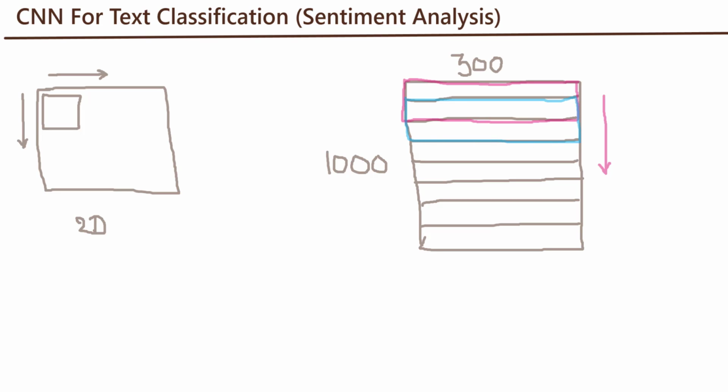In the next timestamp, new filter position will be something like this, provided that stride is 1. Okay, and likewise it will continue. That's why the name is Conv1D. Okay, so the filters are going to convolute in only one direction.